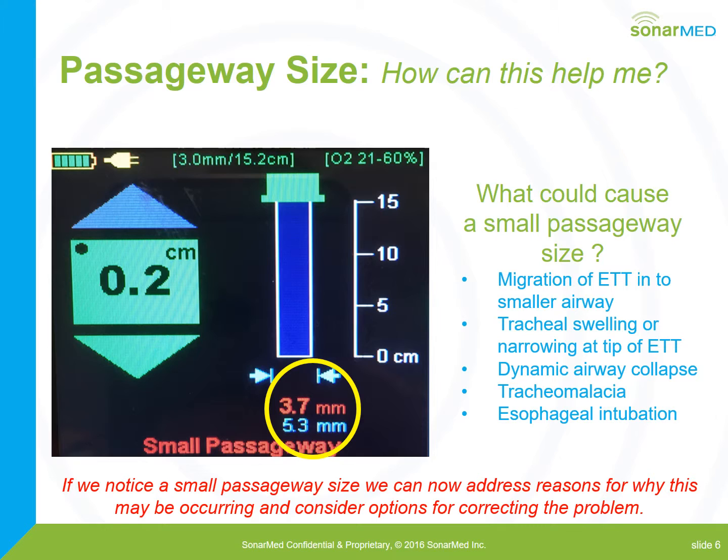So seeing that small passageway or a small diameter around the tip of the tube can help us to determine a little bit more about what's going on with our baby and come up with some information that we didn't have previously.